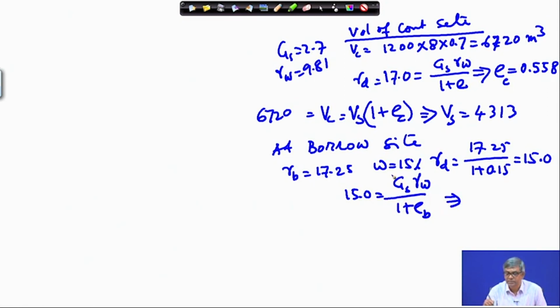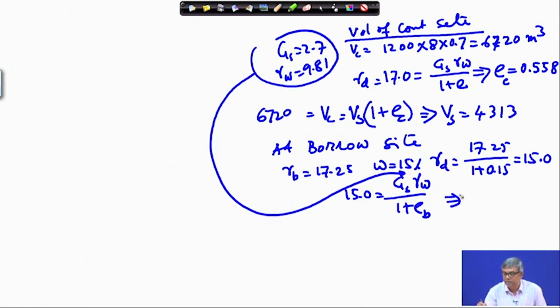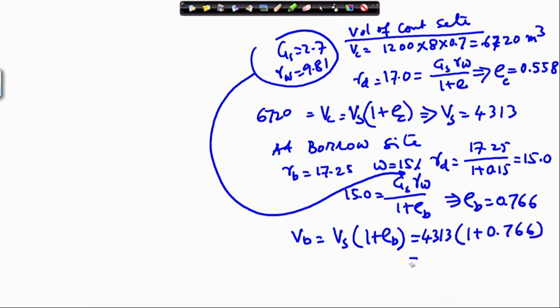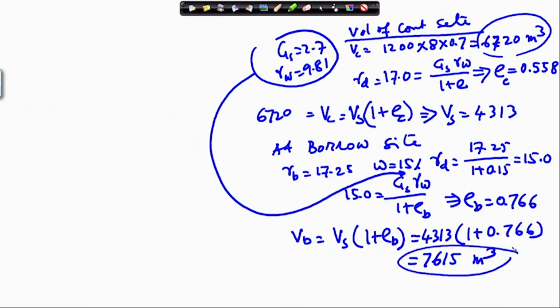From here, if I take the same GS, then this gives you EB will be equal to 0.766, and once you got EB, then I can get VB, the volume at borrow pit, that is actually Vs into 1 plus EB, and Vs should be same, the same amount of solid should be transferred to soil. So it will be 4313 into 1 plus 0.766. That gives you VB equal to 7615 meter cube. So definitely the borrow material has to be more than the actual compacted volume. That is the thing we have got.